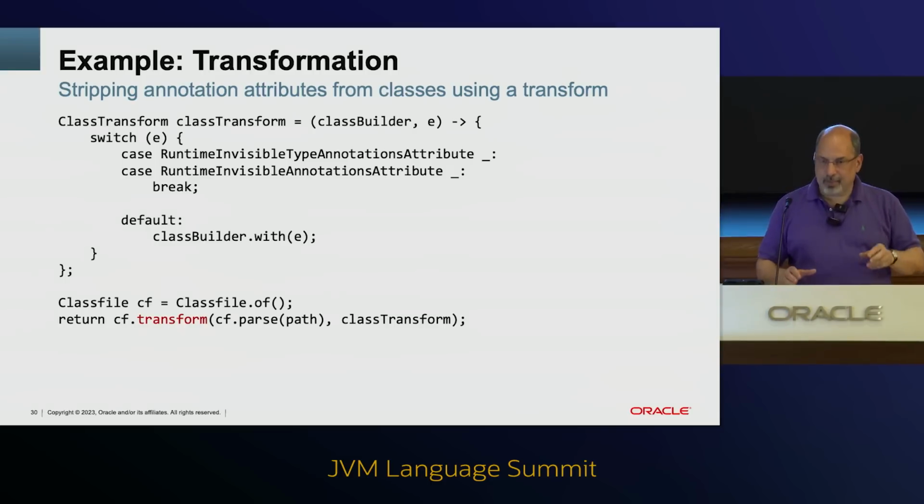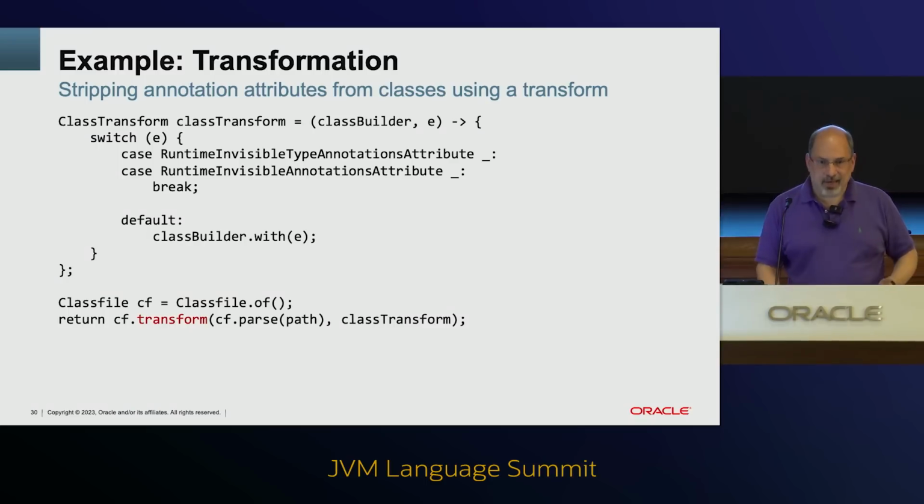And the lambda accepts a builder and an element, and the lambda body just does what the lambda body did in the previous example, which is it looks at the element. If it's one of the ones we don't want to keep, we do nothing. If it's one of the ones we do want to keep, we hand it to the builder. And then the transform code is just 2 lines. Parse the original class file into a class model, and then say, now transform it with that transform over there.